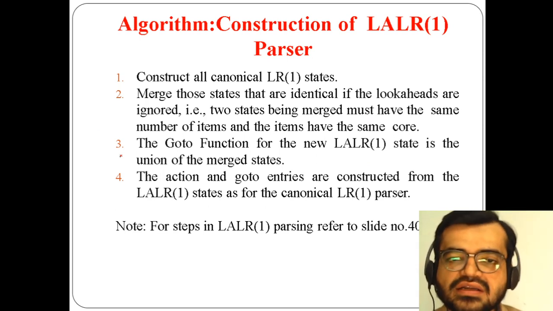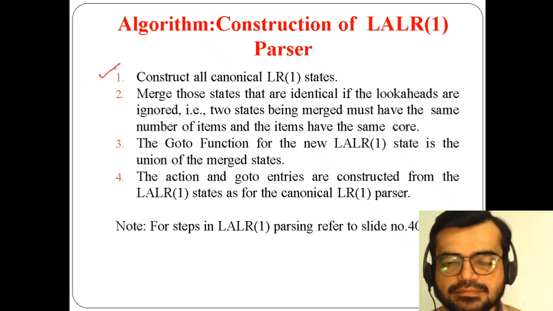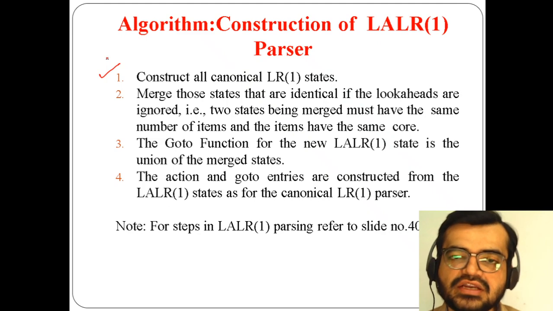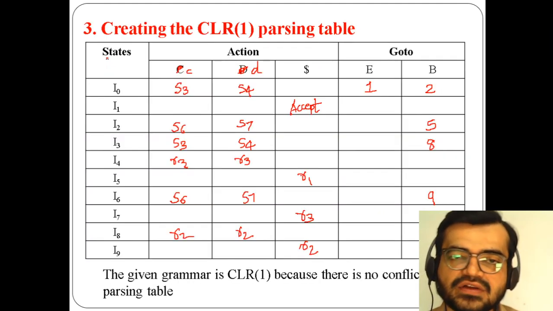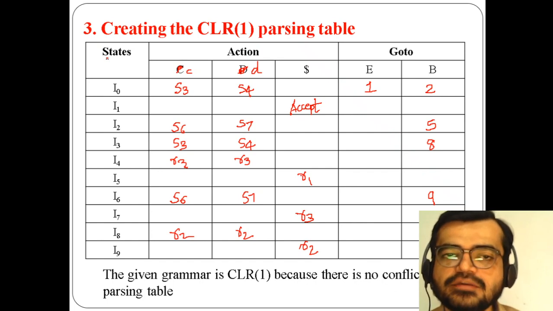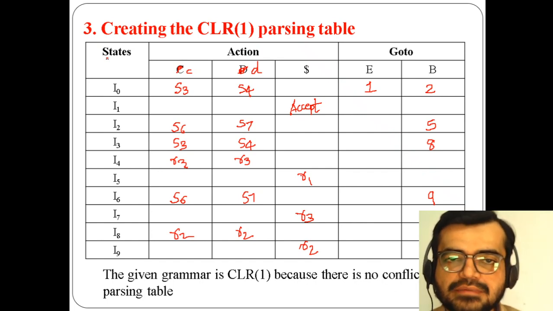So now the question is how we need to construct the LALR one parser. For constructing the LALR one parser, the first thing is that we need to construct the CLR one parser. That means first we need to generate a CLR. As we have seen, CLR of 1 we have already created. So for this same example, we are going to build the LALR one parsing table.